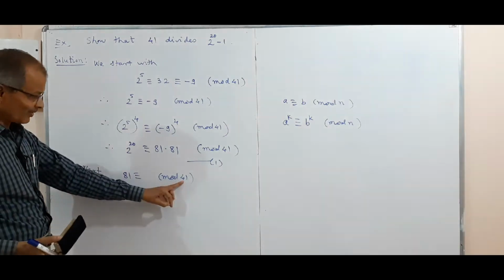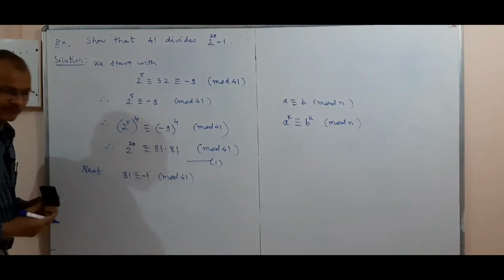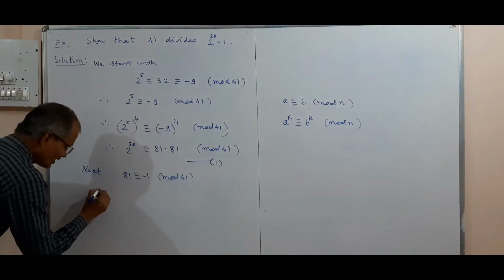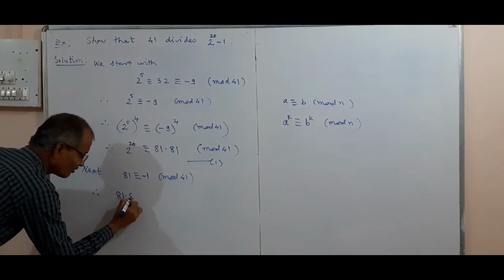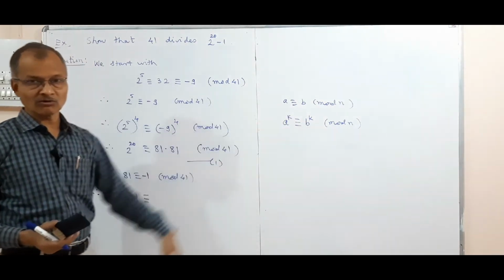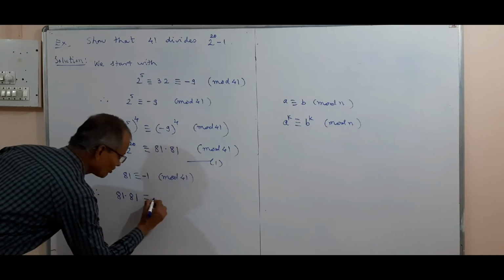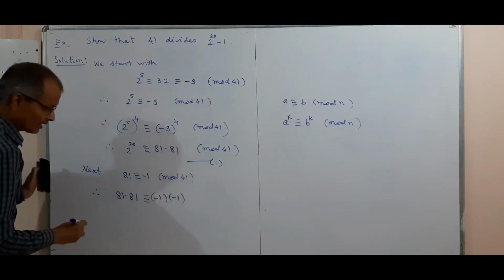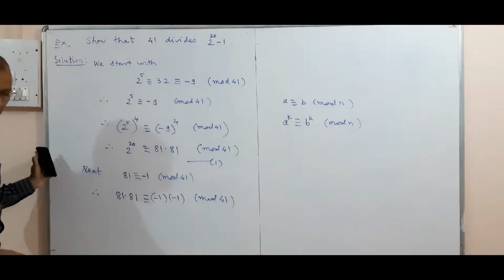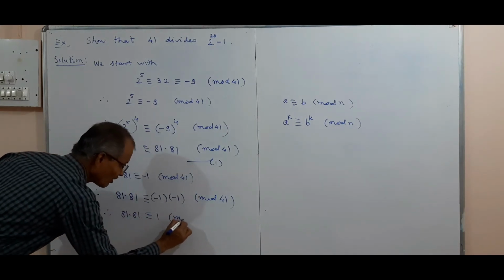Now we know that for 82, 41 divides 82, and therefore to make it 82 we consider minus 1 here. The difference of these two is 82 and 41 divides 82. Now we multiply the congruences side by side. We have proved the property: if A is congruent to B and C is congruent to D, then A into C is congruent to B into D. So 81 into 81 is congruent to minus 1 into minus 1, again under modulo 41, by the property of the earlier theorem. Or this means 81 into 81 is congruent to 1 mod 41.